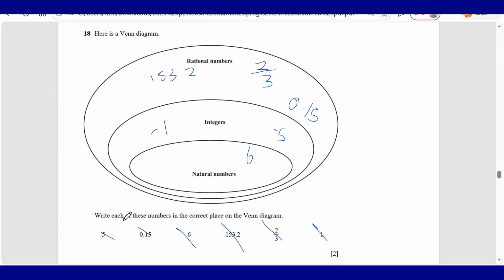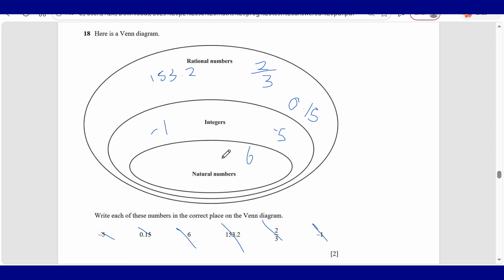Okay, so this is how we display our answer. Rational numbers, and we start from the innermost circle. Natural numbers are the whole numbers, right? Starting from 1, the positive integers 1, 2, 3, 4, and so on. So this is 6, only 6. This is negative, and this is not a whole number, and this is negative. Now integers consist of positive integers and negative integers, so we include -5 and -1. It means -5, -1, and 6 are all integers, and only 6 is in the natural number circle.